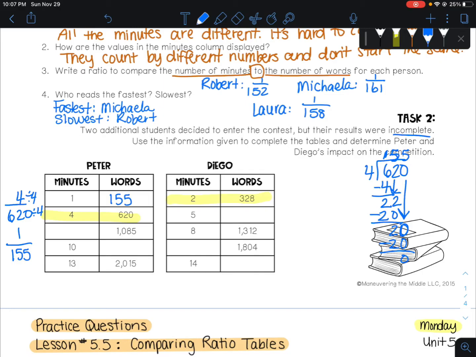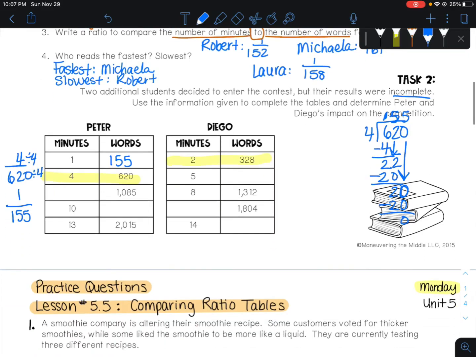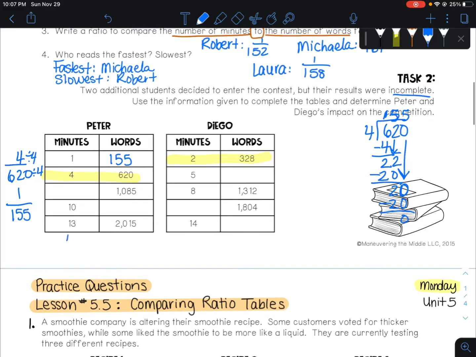Okay? So once we find the simplified version, we can fill the whole rest of the table out. We'll have to use a new trick, which is really an old trick. So take your 1 to 155 and fill in the blank with one of the numbers you have. So if we're in this row, we have 1,085 words, which is going to match with the 155, and we have a blank spot for the number of minutes. We just have to figure out how many times 155 fits into 1,085.